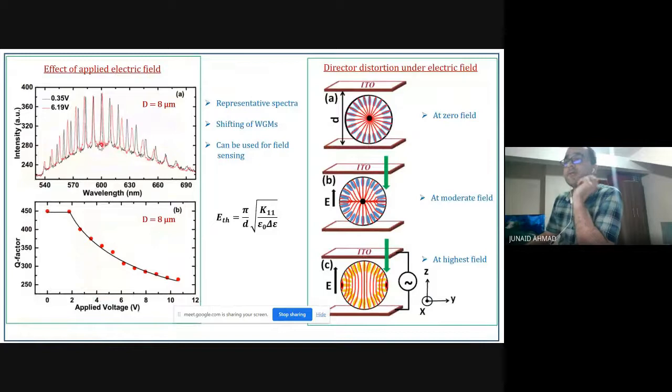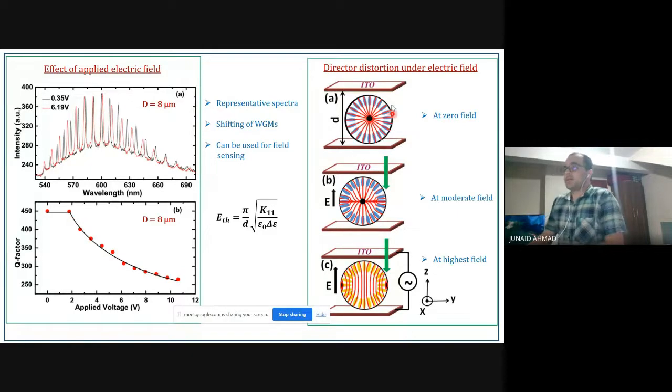Similarly, we studied the effect of electric field on the whispering gallery modes, and we found that at different voltages, meaning different fields, the peaks shift, which suggests that these small droplets can be used as electric field sensors. We also studied the quality factor as a function of applied voltage, and found that the quality factor corresponding to the highest mode remains constant up to a certain voltage, and from there it starts decreasing very rapidly. It draws a similar analogy from the Freedericksz transition in liquid crystals.